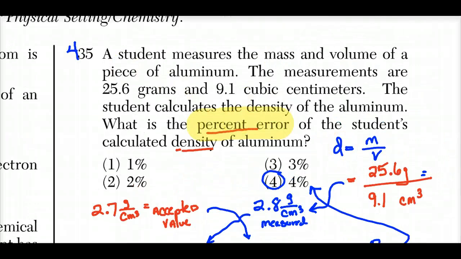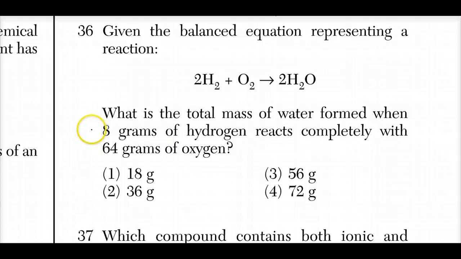Okay, so number 35 is 4. Number 36, given the balanced equation representing a reaction, what is the total mass of water? Okay, they want the grams of water. When 8 grams of hydrogen completely reacts with 64 grams of oxygen, and here's a key, completely reacts, that means both of these are limiting reagents. Well, the conservation of mass states, party people, that the total mass of the reactants has to equal the total mass of the products. Law of conservation of mass, if both of them completely react.